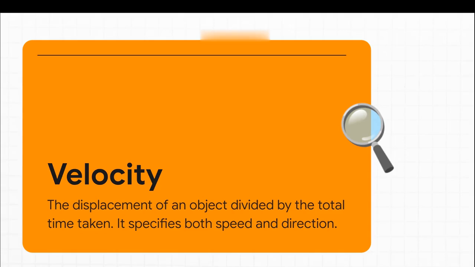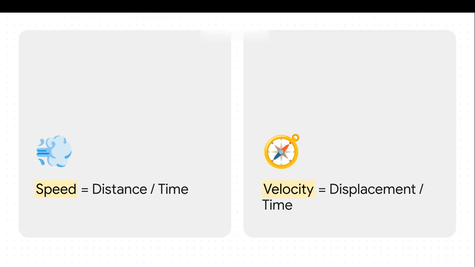Velocity, on the other hand, is the partner to displacement. Its formula is your displacement divided by the time it took. And this is the crucial part. Velocity isn't just about how fast you're going, it's about how fast you're going and in what direction. And really, it all boils down to this simple difference right here in their formulas. Speed is built on the total distance, while velocity is built on the net displacement. It's a tiny change in the formula, but it makes for a huge difference in what it actually means.